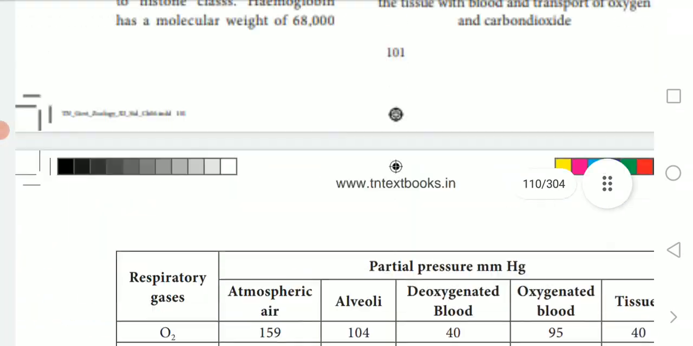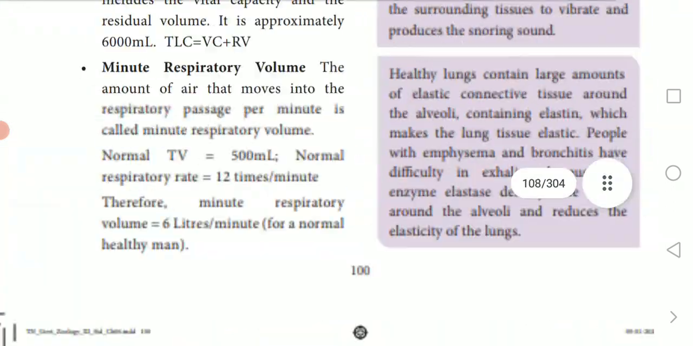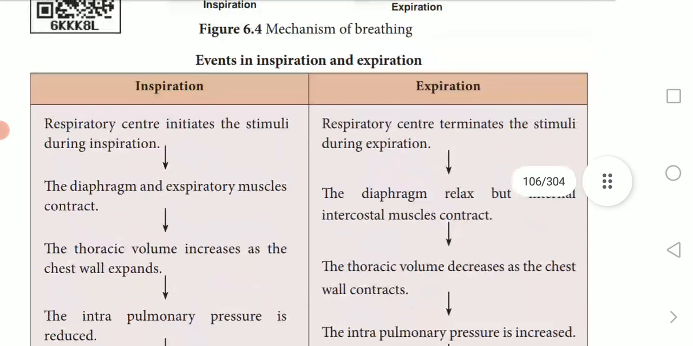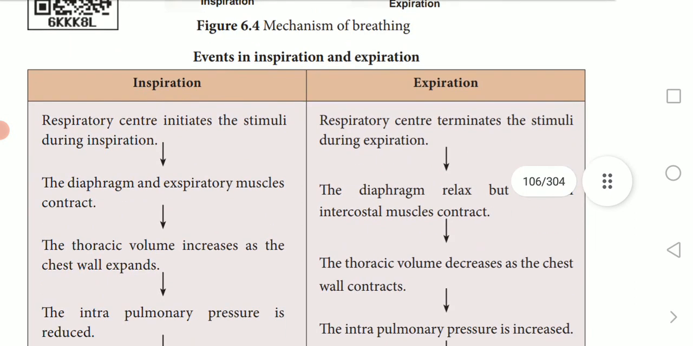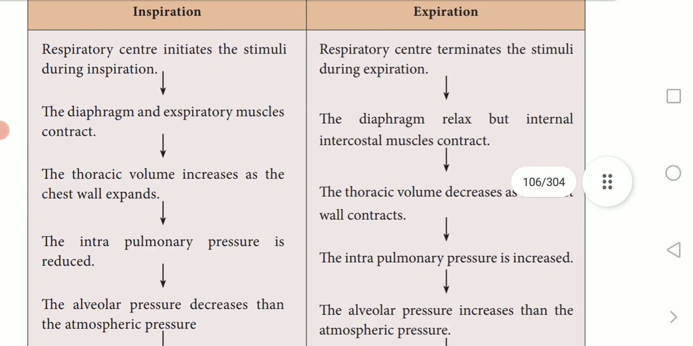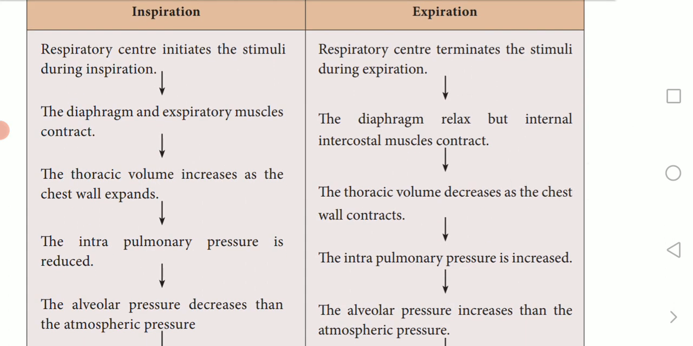Then one more tabular column we need to see. Here I'll show you the tabular column. This is an important question. You have to learn the differences between inspiration and expiration. Learn this tabular column. The respiratory center initiates the stimuli during inspiration, and the respiratory center terminates it during expiration. In inspiration, the diaphragm and external intercostal muscles contract.